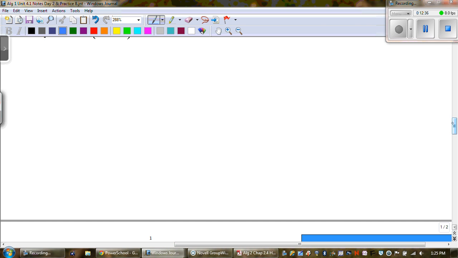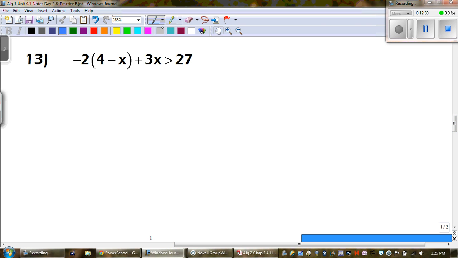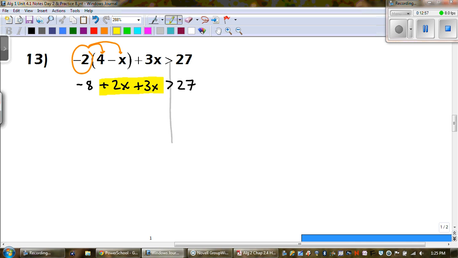Okay, last one. There's my line. We need to distribute, so watch your negatives. Negative 2 times 4 is negative 4. Negative 2 times x is positive 2x. Okay, we need to combine our like terms. So we get negative 8 plus 5x is greater than 27.